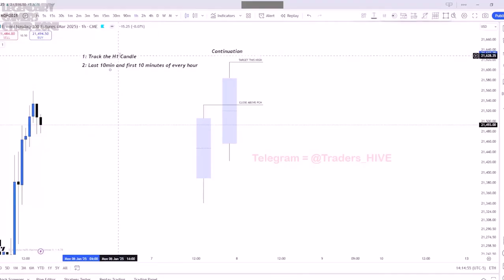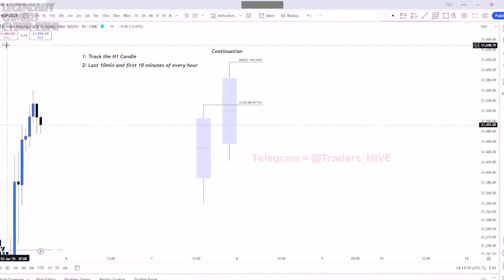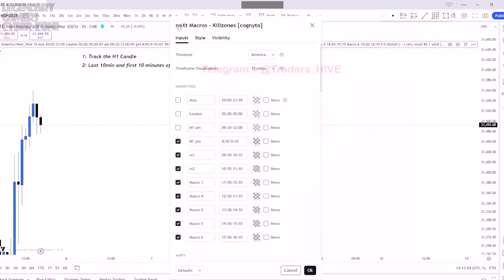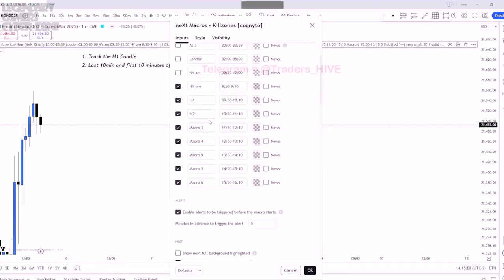First, track the H1 candle, trading from the last 10, first 10 minutes of every hour, okay? I will give you the indicator that I'm using. It's this one, Next Macros Kill Zone, and I put these hours in.